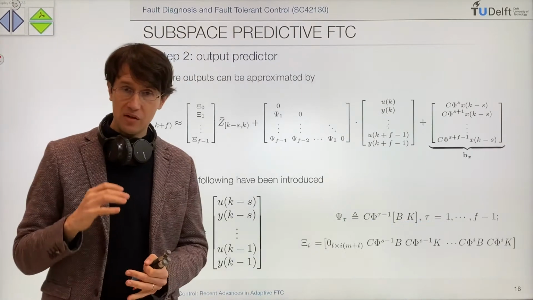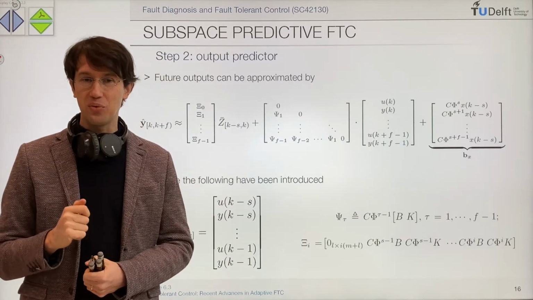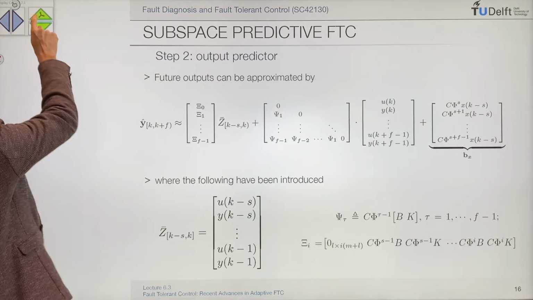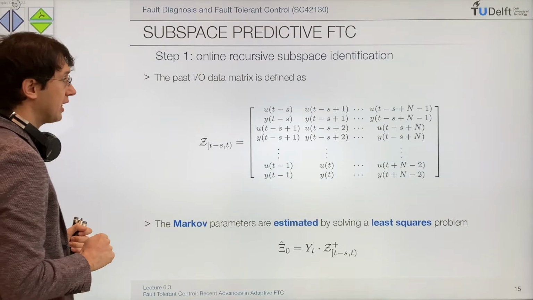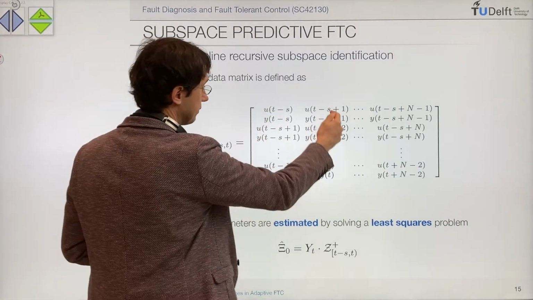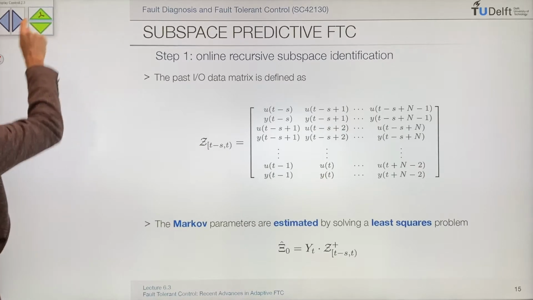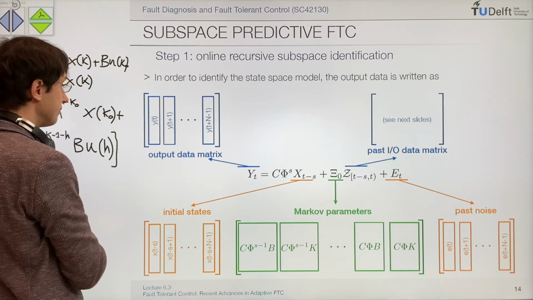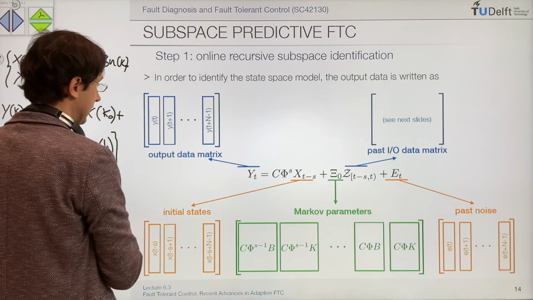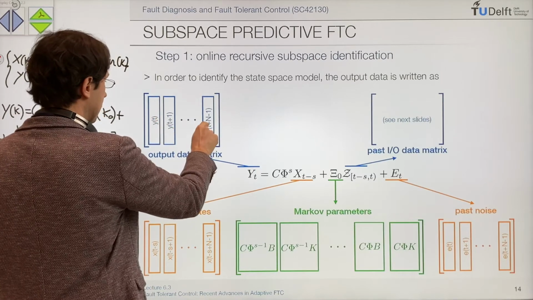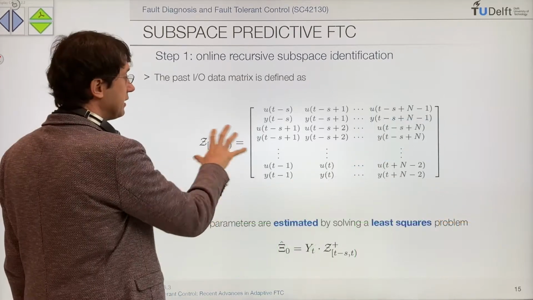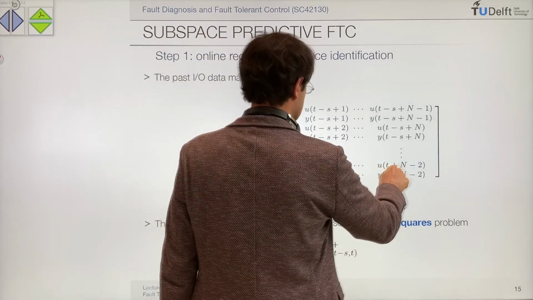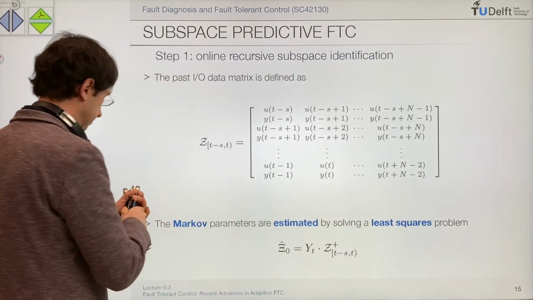Okay, so now that we have a way to identify the model online, one thing I want to stress about the online. Please look at the time indexes that you have here, and also the time indexes that you have here. So the data you are using is on a time window that for the output is from t to t plus n minus 1. And here data is from t minus s to t plus n minus 2.